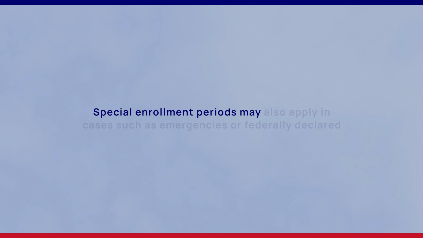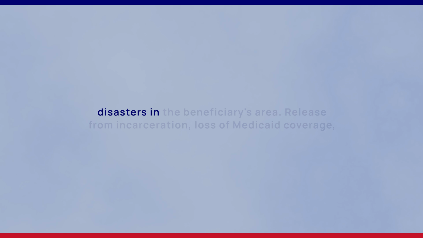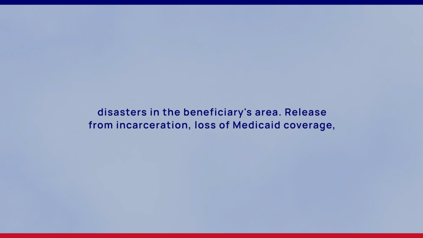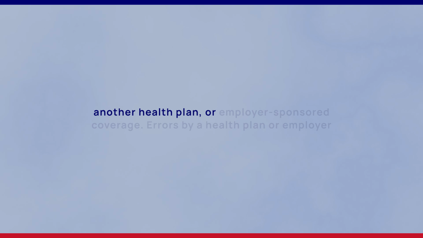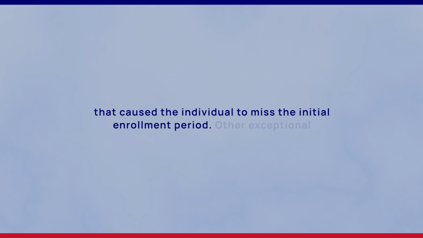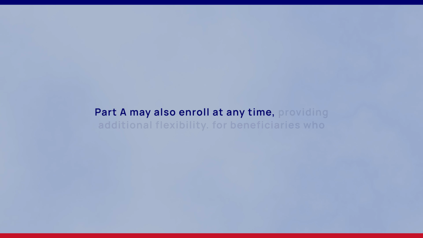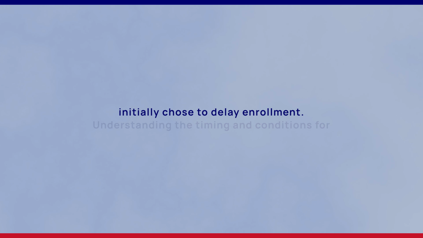Special enrollment periods may also apply in cases such as emergencies or federally declared disasters in the beneficiary's area, release from incarceration, loss of Medicaid coverage, another health plan, or employer-sponsored coverage, errors by a health plan or employer that cause the individual to miss the initial enrollment period, and other exceptional circumstances deemed valid by Medicare. Individuals who are eligible for premium-free Part A may also enroll at any time, providing additional flexibility for beneficiaries who initially chose to delay enrollment.